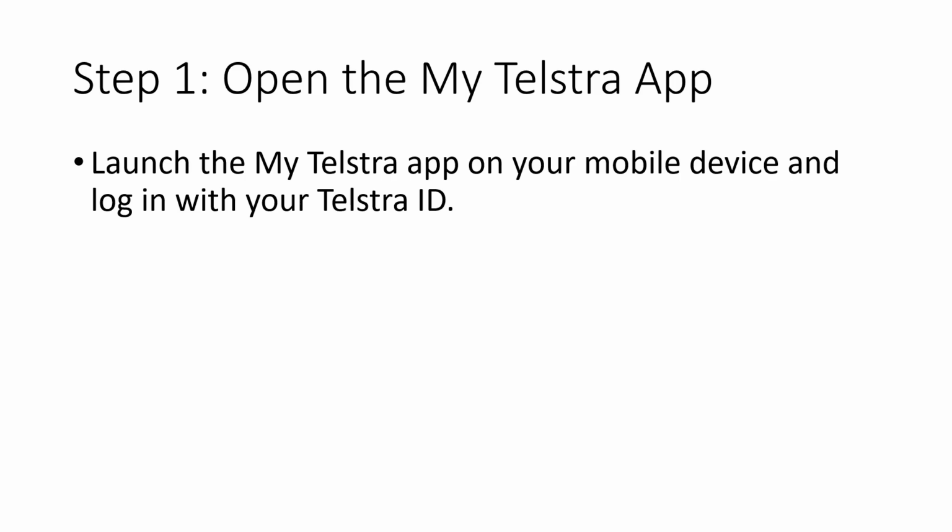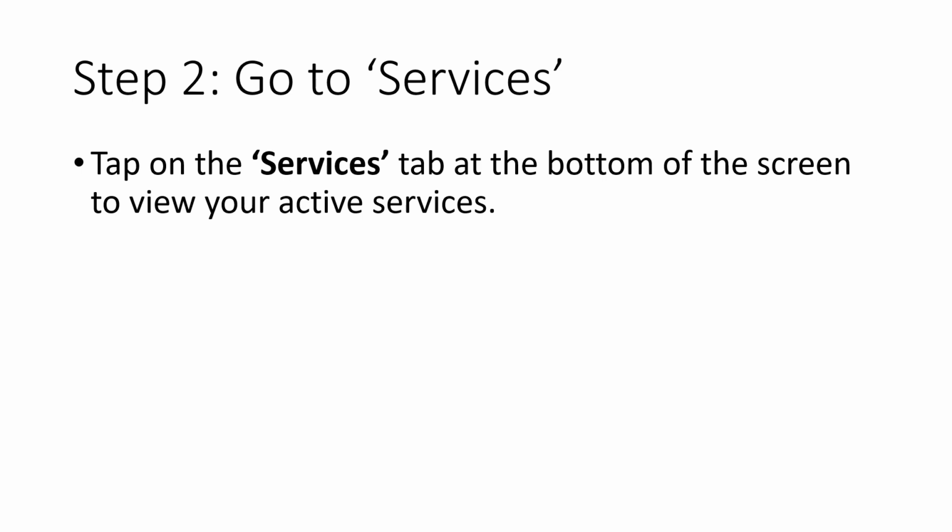Start by opening the My Telstra app on your mobile device. Make sure you're signed in with your Telstra ID to access all your account features. Next, tap on the Services tab located at the bottom of the screen. This section displays all the Telstra services linked to your account.